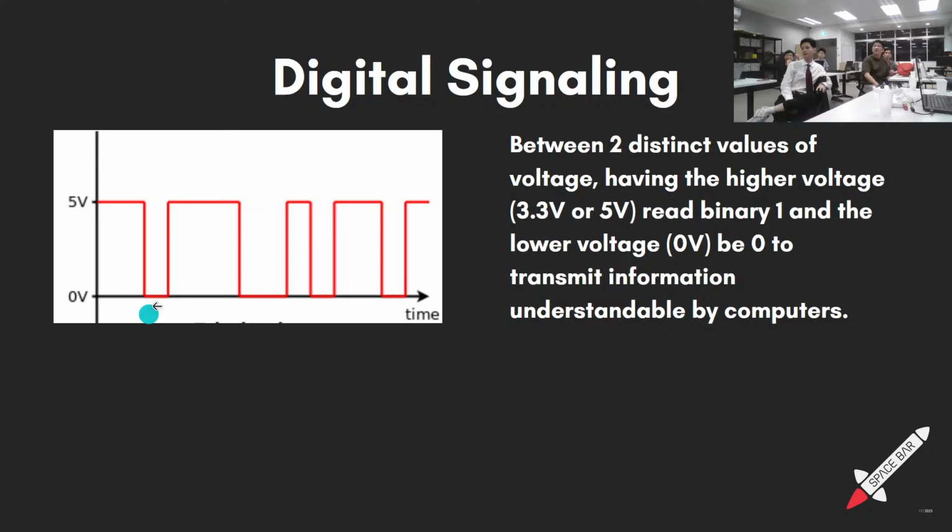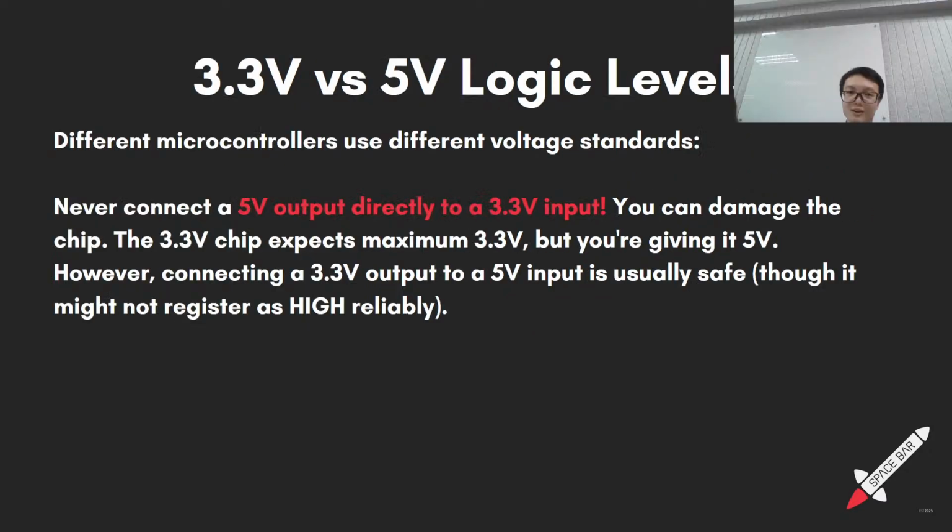So always remember this, never connect a 5 volt output directly to a 3.3 volt input. Why? Because the GPIO port will get damaged and you'll find that port stops working, maybe your microcontroller stops working, and in general that's a really bad idea. So this is something you should look out for when you're designing a circuit.